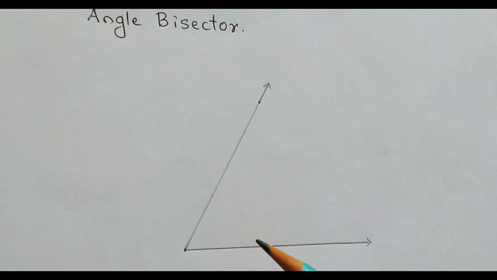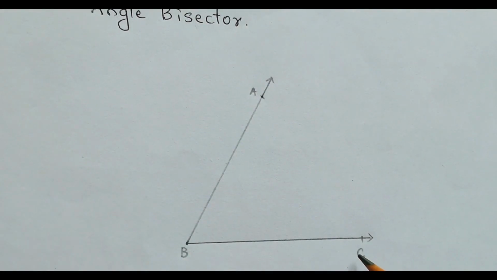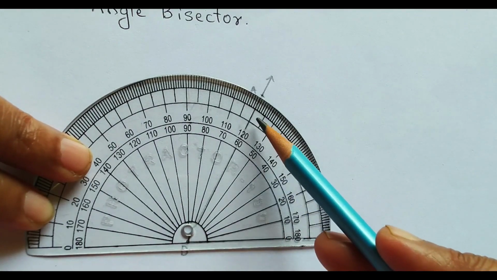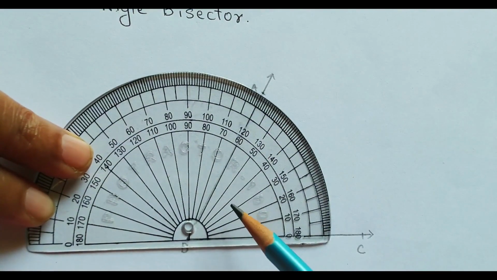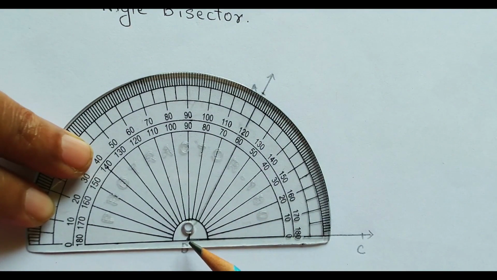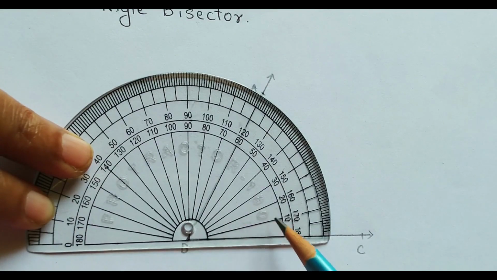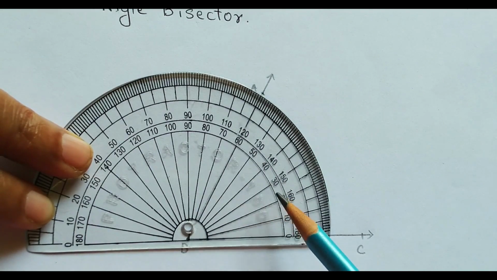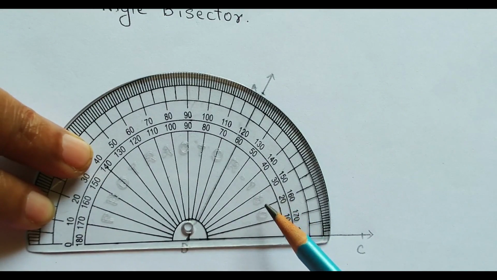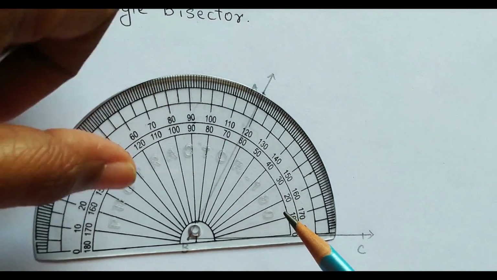Now let's see how to construct an angle bisector. Let's draw an angle ABC. This angle measures 60 degrees. We are going to draw a ray that will divide this angle into two angles of equal measures. That means each of those angles will be 30 degrees. Let's see how to construct the angle bisector.